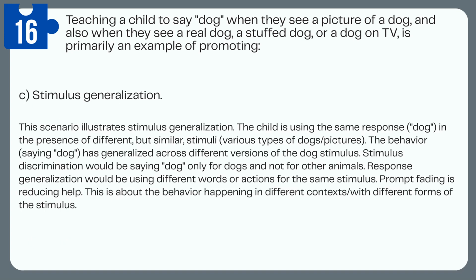Answer C. Stimulus generalization. This scenario illustrates stimulus generalization. The child is using the same response, dog, in the presence of different but similar stimuli, various types of dogs and pictures. The behavior, saying dog, has generalized across different versions of the dog stimulus. Stimulus discrimination would be saying dog only for dogs and not for other animals. Response generalization would be using different words or actions for the same stimulus. Prompt fading is reducing help. This is about the behavior happening in different contexts, with different forms of the stimulus.